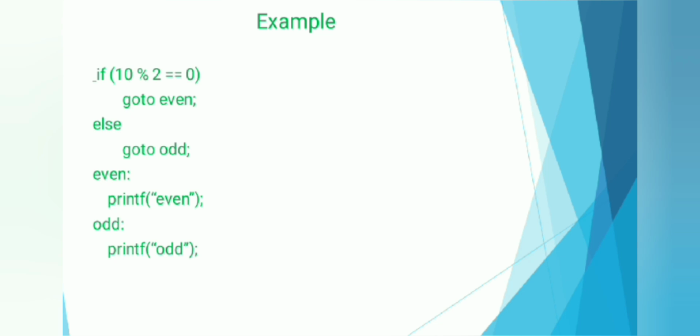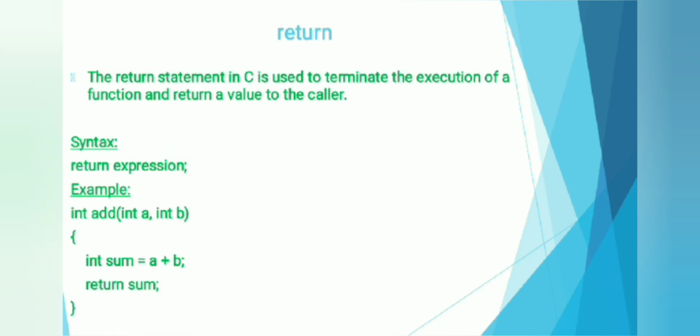For example, instead of 10, if I give 11, your condition is false, which means control moves to the else part. In this else part you are using goto label. So goto, what is the label name? odd. So control moves to the odd label, and there we are going to print odd. So if it is an even number, it will print even. If it is an odd number, it will print odd. So this is an example for the goto statement.